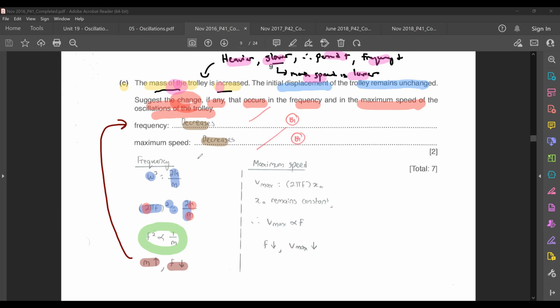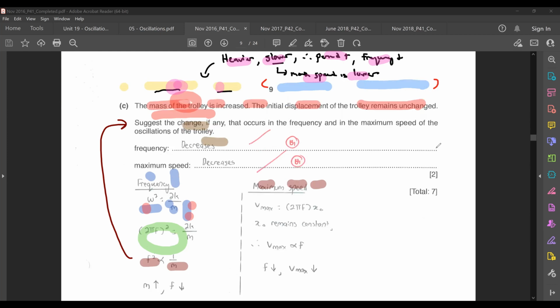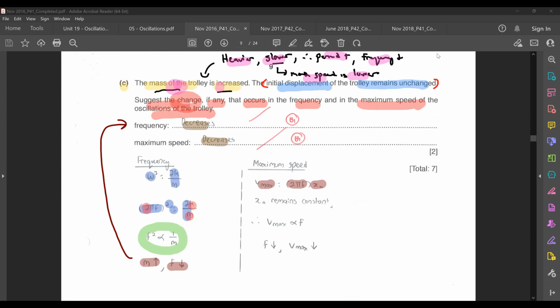Then how about the part where you talk about your maximum speed? Your maximum speed, vmax, is equal to 2 pi f x naught. They told you that the initial displacement of your trolley remains unchanged. This actually implies that your amplitude remains constant, okay? Because the initial displacement of your trolley remains unchanged. So here, vmax equals 2 pi f x naught. If amplitude remains unchanged, x naught is constant, that would mean that vmax is proportional to f, because there are two constants inside the equation, x naught and 2 pi. So vmax is going to be proportional to frequency.